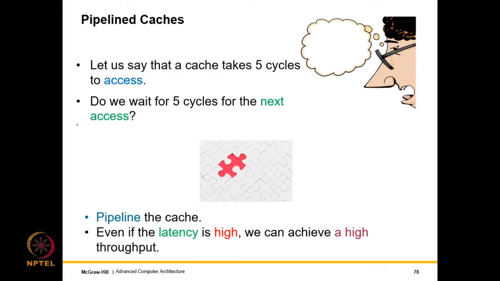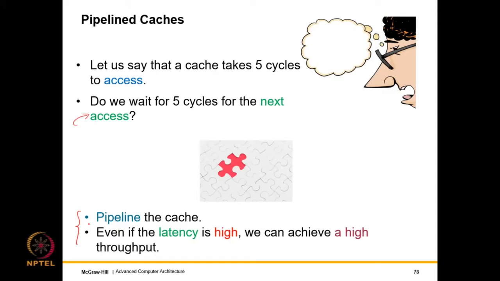So the critical question over here is: do we wait for 5 cycles for the next access? The answer is no. We have already answered this question when we discussed in-order pipelines, and clearly the answer here is no. What we will instead do is pipeline the cache, which means that at least we can accept a new request, if not every cycle, then once every 1 or 2 cycles.